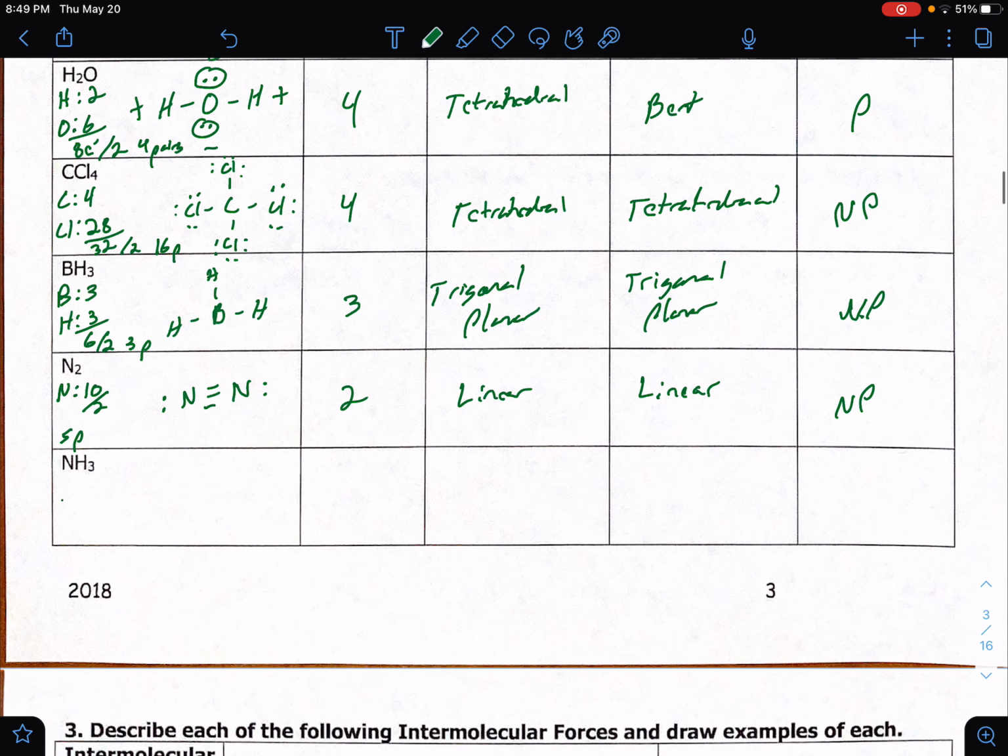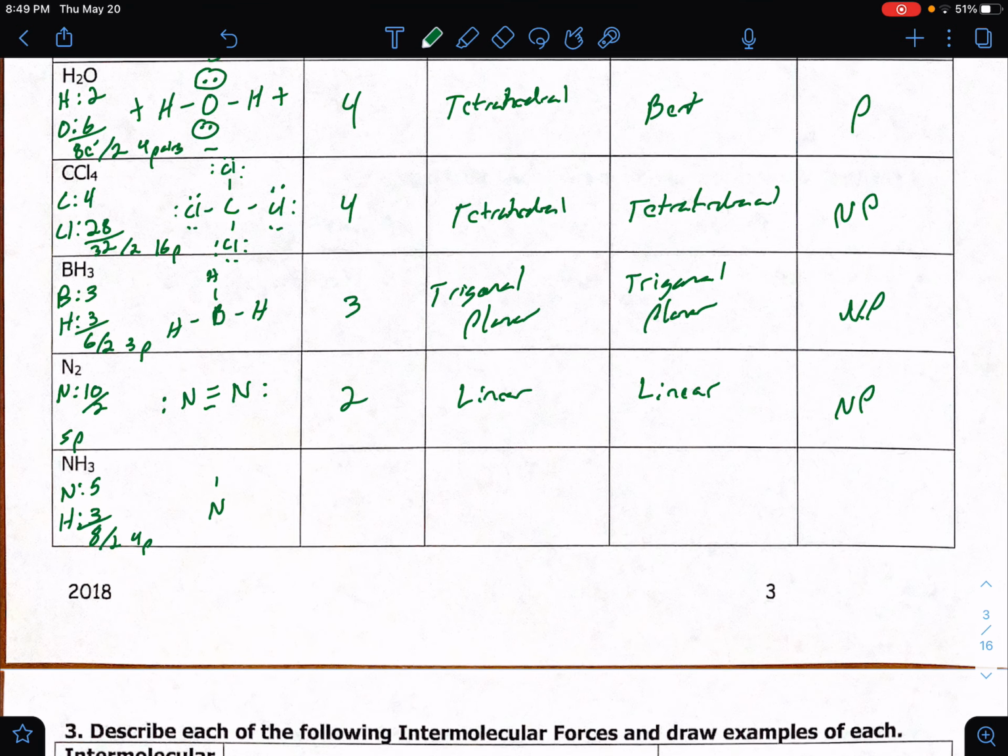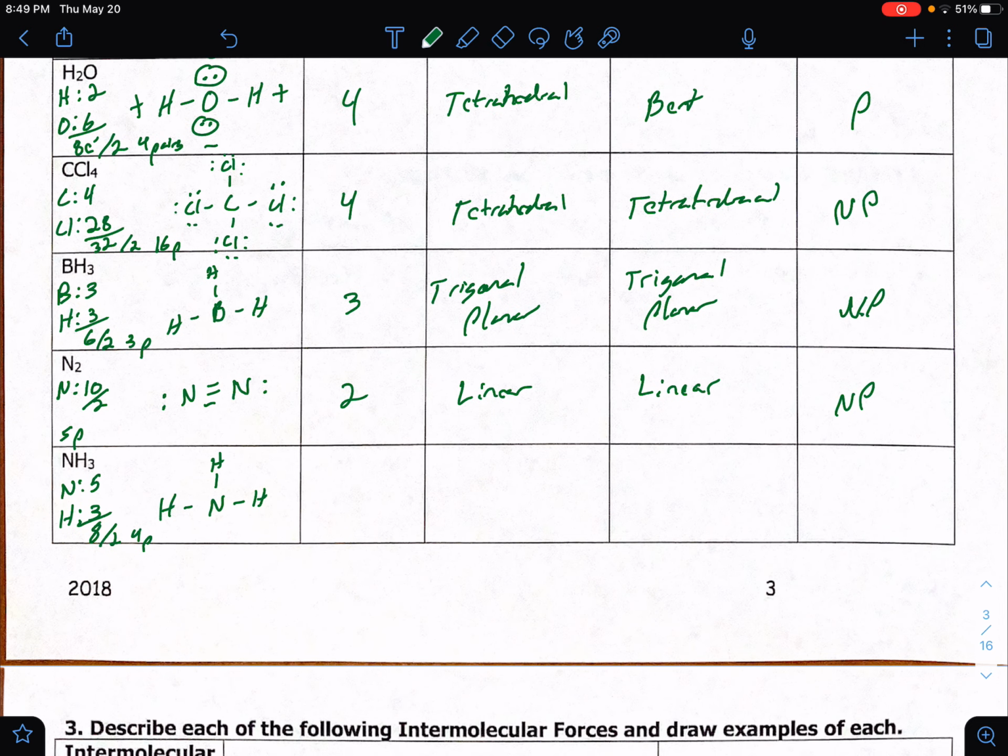NH3: N has 5, H has 3, add that up, you get 8. Divide by 2, you get 4 pairs. So I'm going to take N and bond it with 3 H's. I just used up 3. I have 1 left, so that only can go back on nitrogen. If I look, I have 4 things attached, so this is going to be tetrahedral.